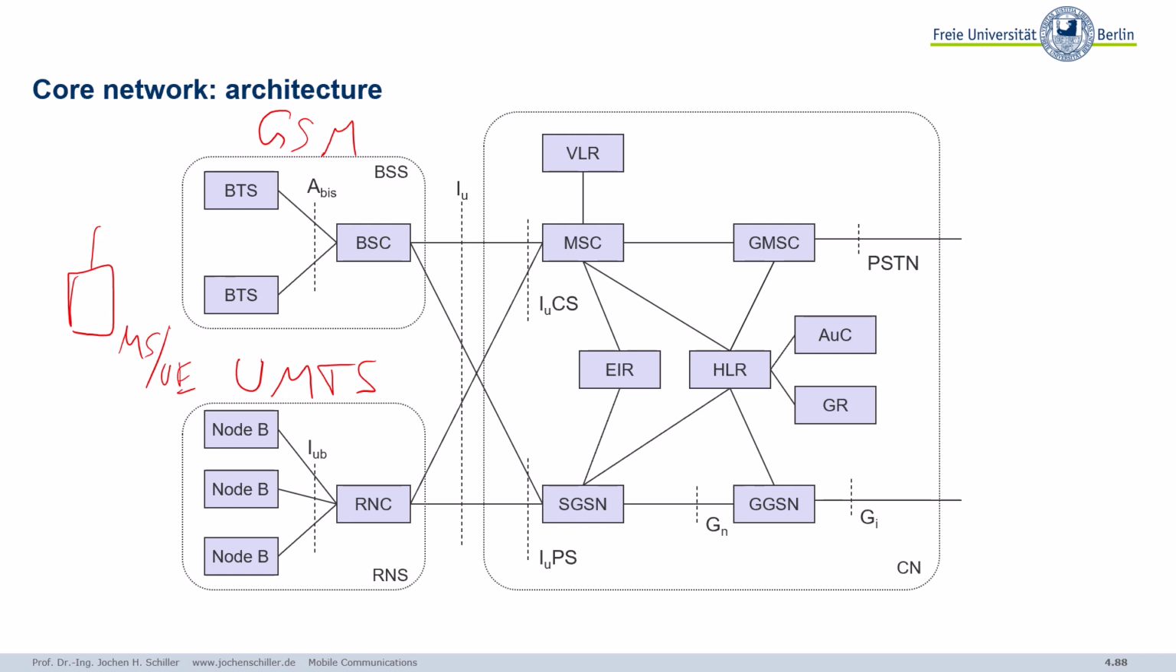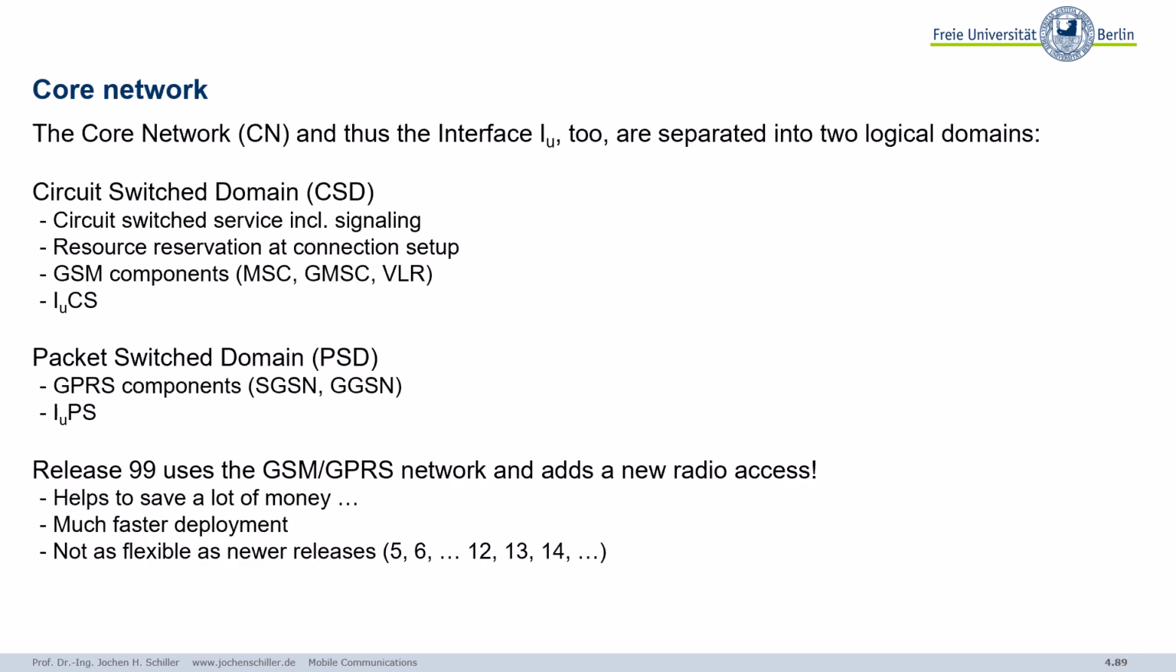So where do you invest a lot of money? Well, yes, it's the infrastructure. So the core is expensive, but also setting up all the antennas, etc. is expensive. This is why, as a network operator, you're quite happy that at least the core is more or less the same. Remember, a circuit switched part with the GSM components, and a packet switched part with GPRS components.